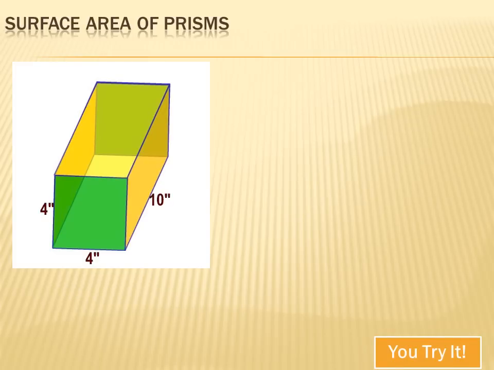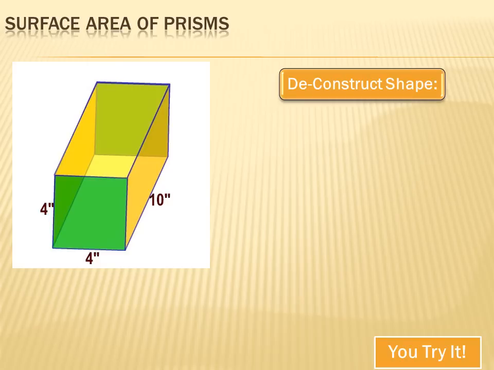Hit your pause button and determine the surface area of this shape. The first thing we're going to do is to deconstruct this rectangular prism. And I can see that I've got 2 square bases.